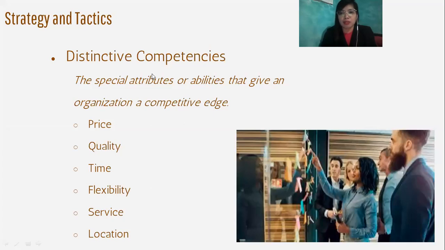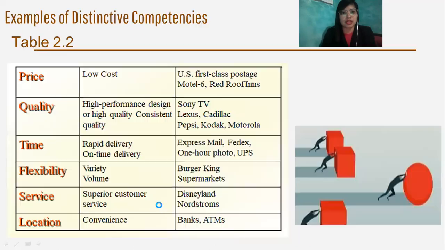Okay, for the distinctive competencies, these are the special attributes or abilities that give an organization a competitive edge. These are the price, the quality, the time, flexibility, service, and location. For the price, it should be low cost. For the next column, for low cost, we have US first class postage, Motel 6, and red rupee.